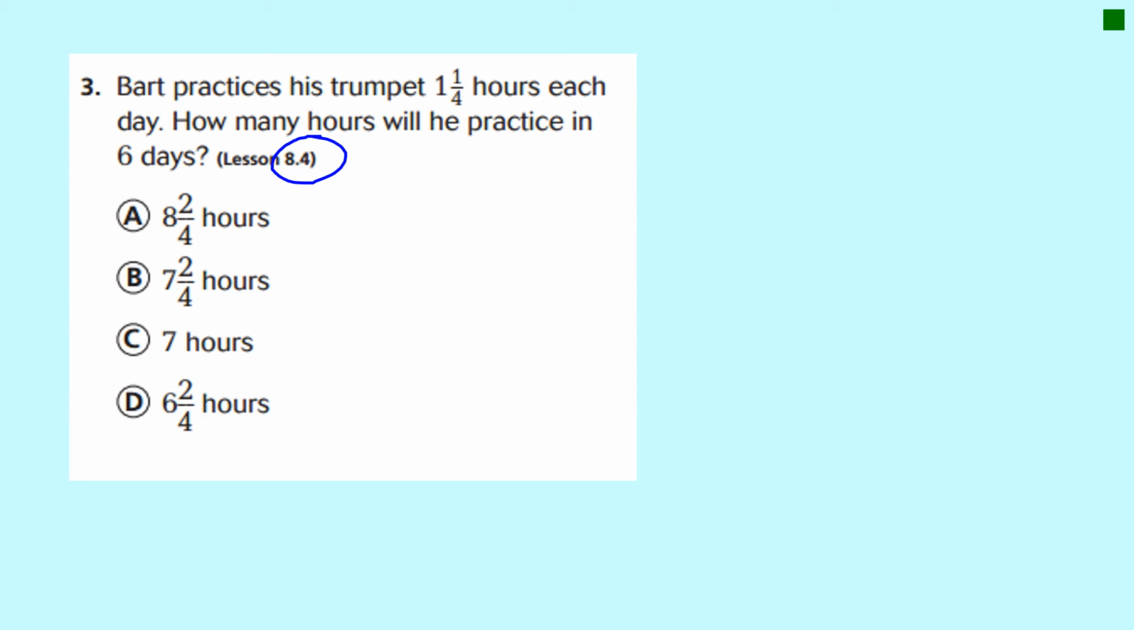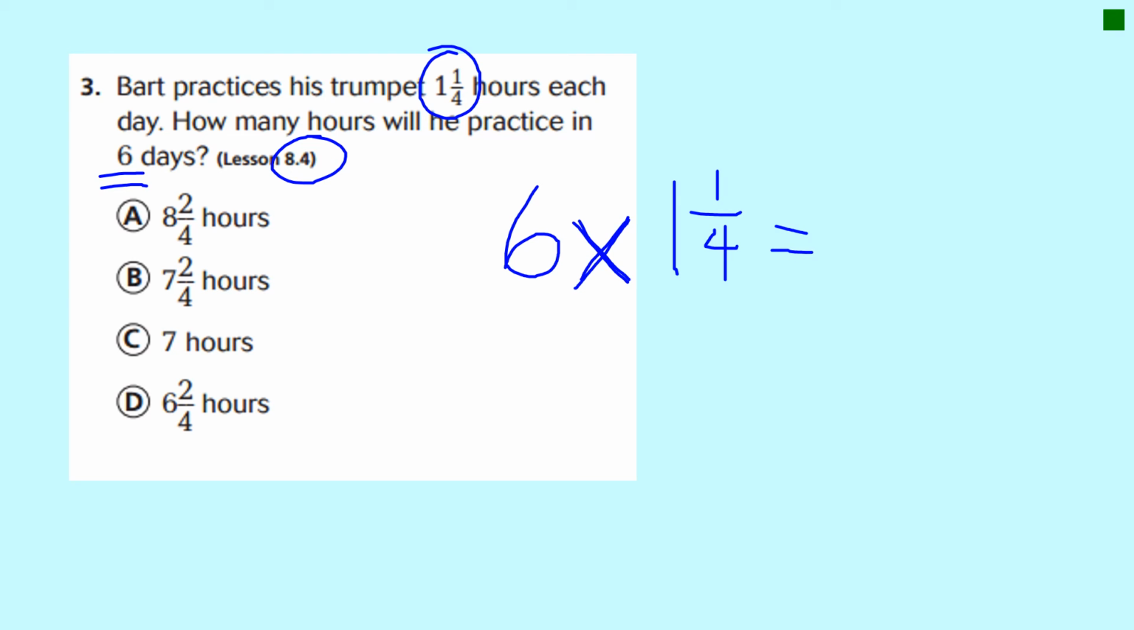All right, here we are on review. Chapter 8, Lesson 4. It says, Bart practices his trumpet 1 1/4 hours each day. How many hours will he practice in 6 days? All right, so let's see here. I'm going to reread this one again. So Bart practices his trumpet 1 1/4 hours each day. So every day, that's how long he practices. So they're asking, how many hours will he practice in 6 days? So he practices 6 days of 1 1/4 hours, right? So he does 1 1/4 6 times. Okay, so how many hours is that?